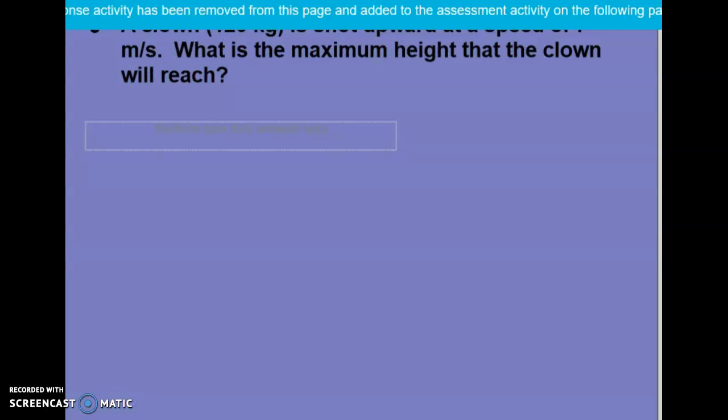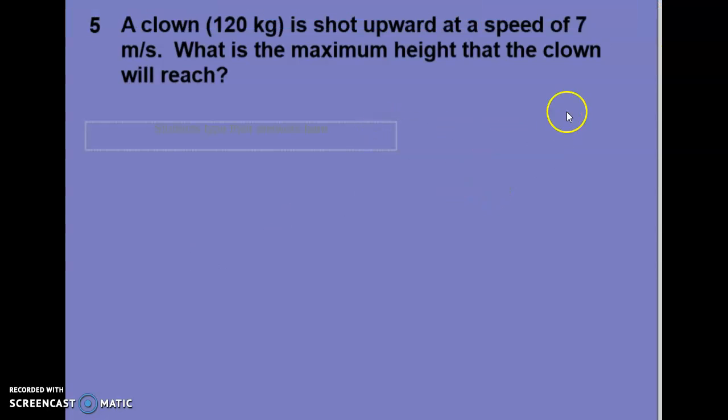I have less than a couple minutes left in my recording. I want to do one more example problem for you really fast right here, and we're going to shoot a clown upward out of a cannon, and he's going to lose velocity and gain height. So we want to know the maximum height that he reaches. He starts with all kinetic energy as he's launched from the tube, and it's equal to the potential energy that he will gain when he loses velocity. I have a minute and a half left.